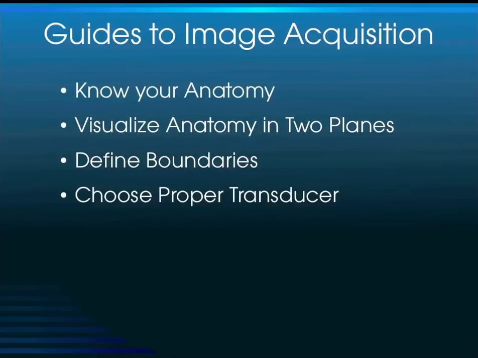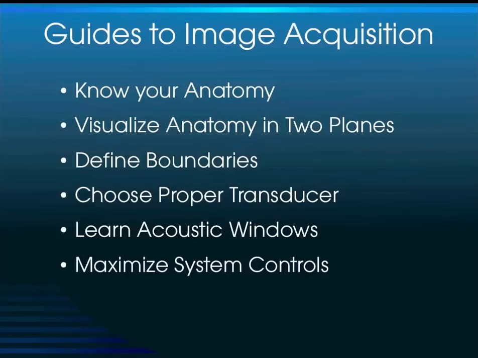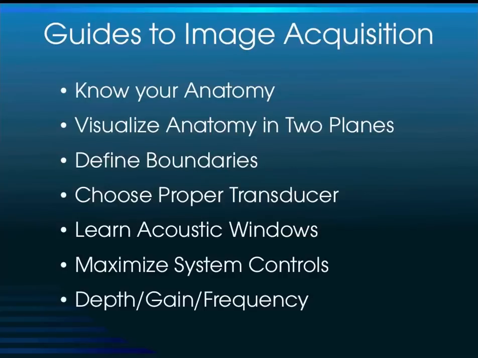You need to choose the proper transducer, and that's based on both the transducer shape or its footprint as well as its frequency bandwidth, knowing that higher frequencies are good for more superficial structures because we could take advantage of that high frequency resolution principle. And learning where to put the transducer on the body surface, the acoustic windows. That's something that you're going to perfect as you go through and learn each module of ultrasound. And don't forget to maximize your system controls. And those controls are the depth, the gain, and the frequency.